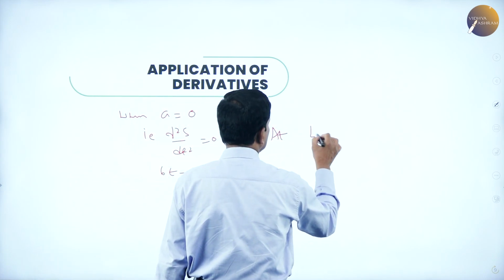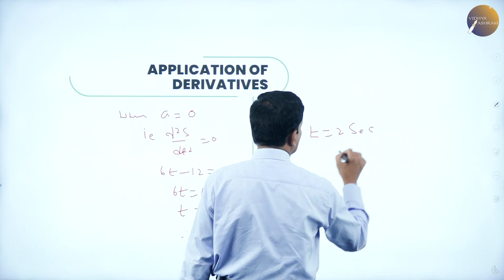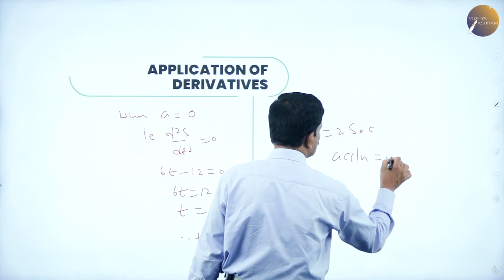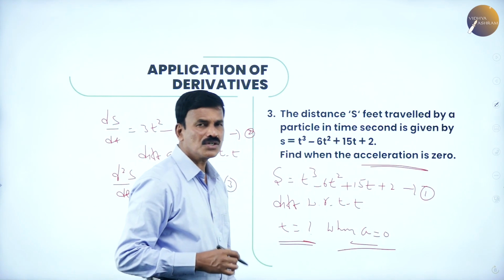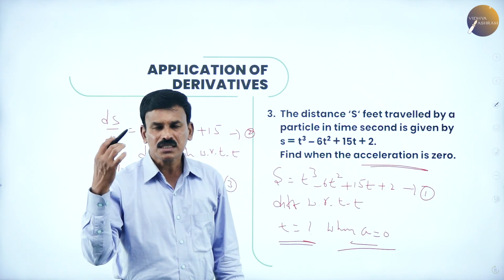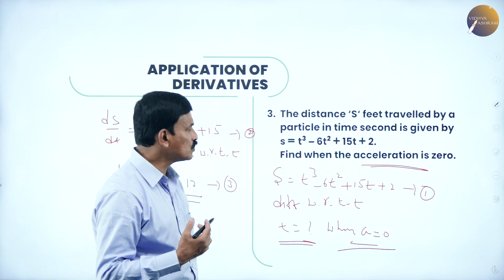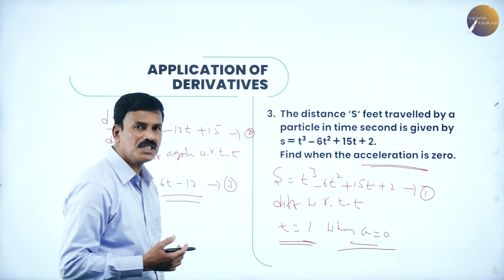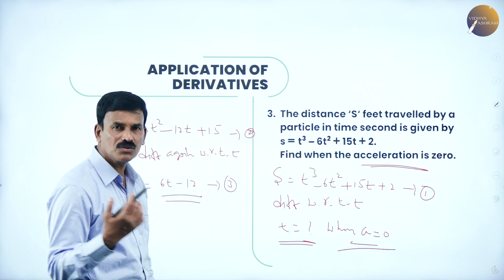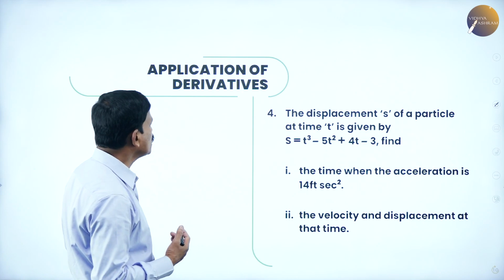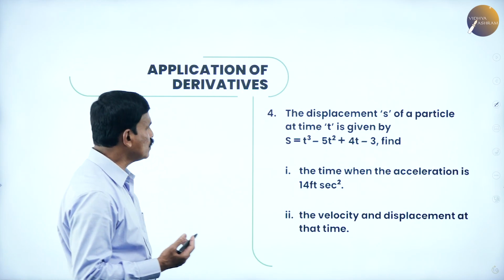At time t is equal to 2 seconds, the acceleration is equal to 0. This is the given answer. So, actually what is required to find here is the time when the acceleration is equal to 0. Just differentiate it and get the value, that's it. Okay. Now, let us come to the next problem, the similar type problem.